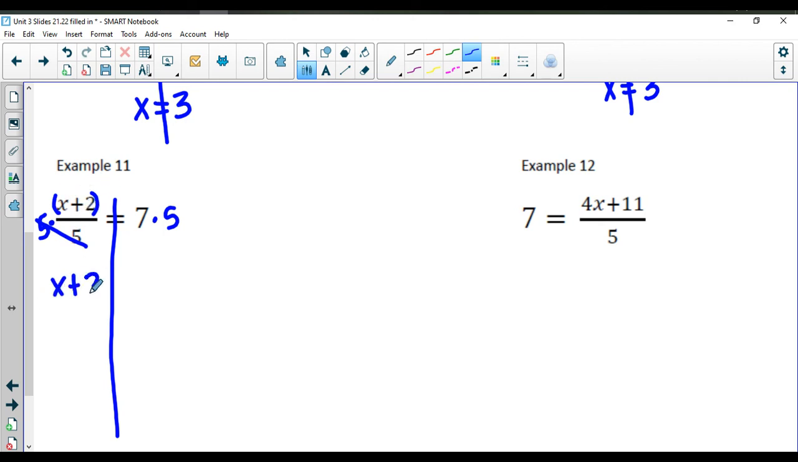So we're going to bring that down. And 7 times 5 is 35. We're going to subtract 2 from both sides because, again, we're still trying to get the letter by itself, and we're going to get x equals 33.